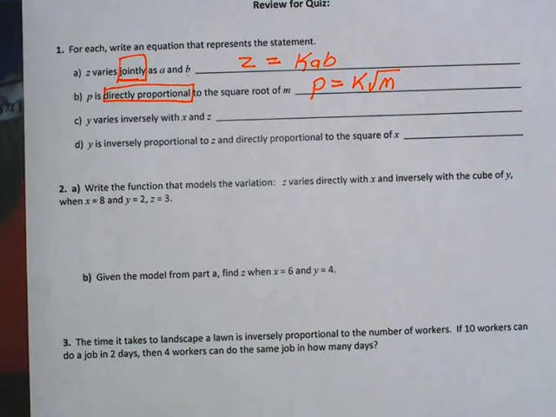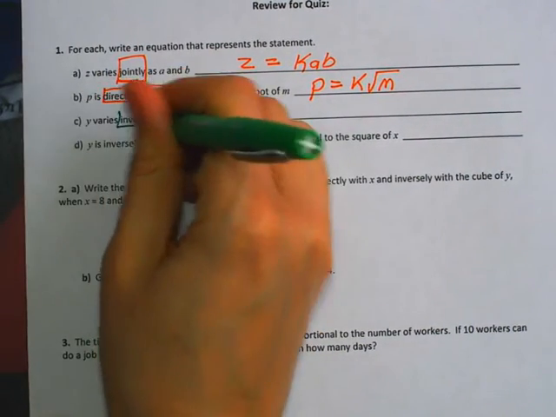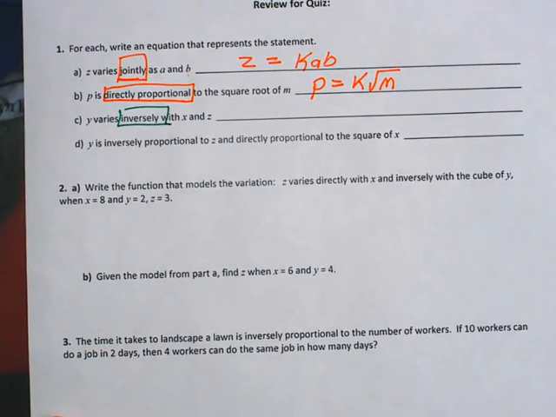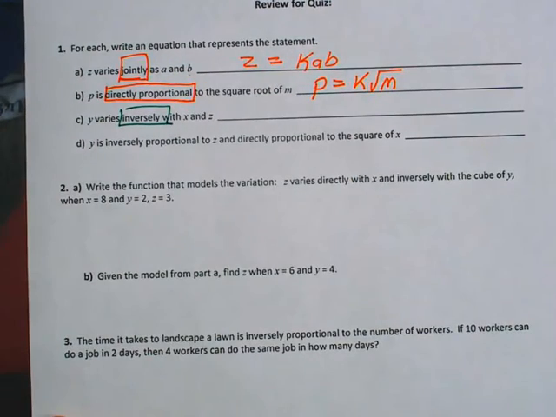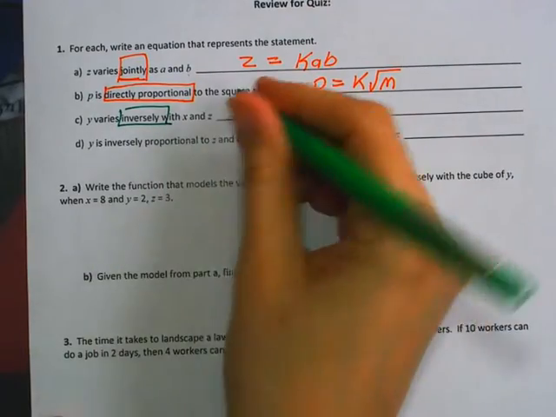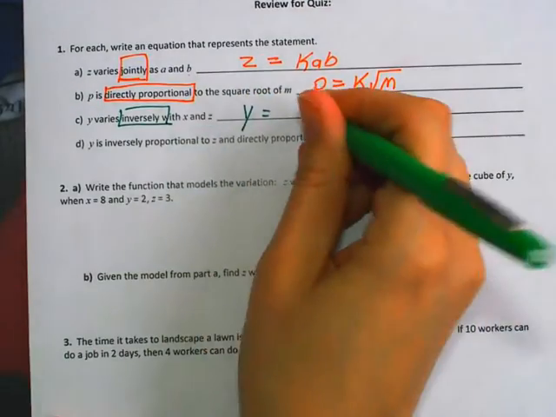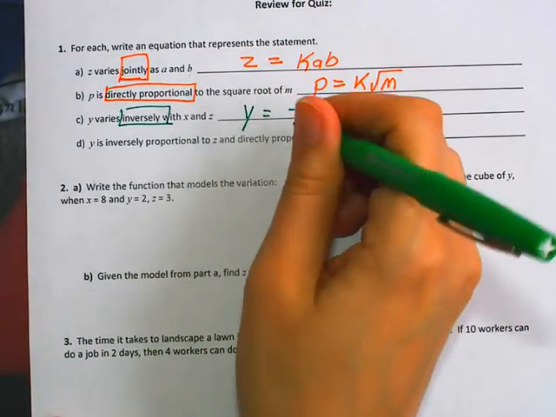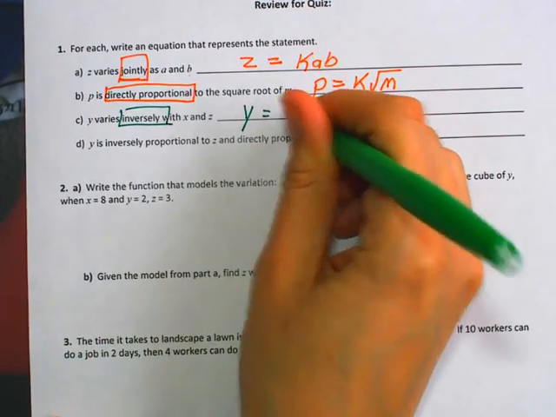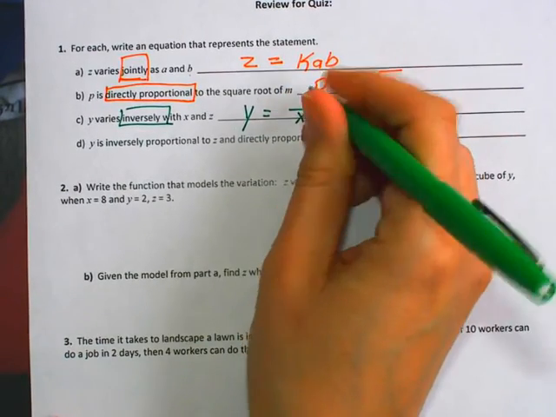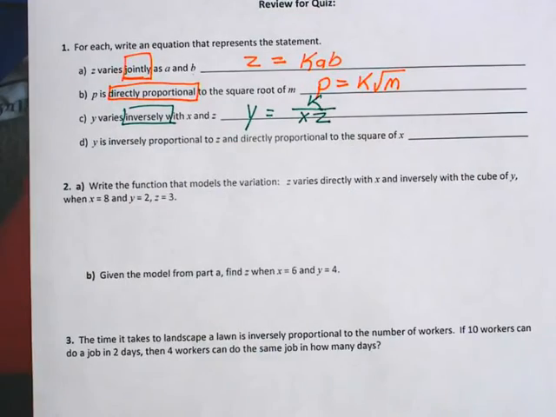Y varies inversely, and we know inversely means division, with X and Z. So Y varies inversely with X and Z. And remember again, you need your constant, so we're going to put K on the top there.